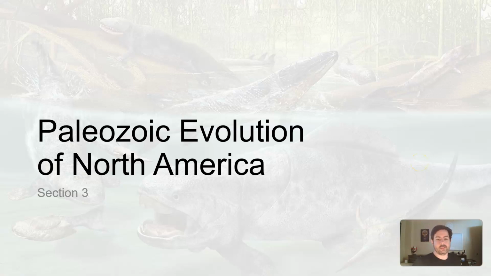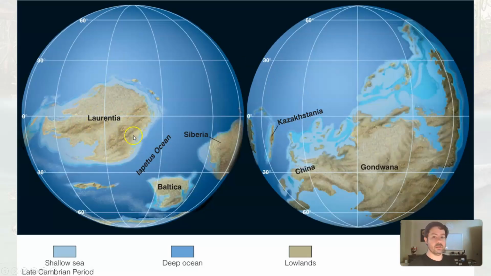Hello, welcome back. Now we're going to zoom in on North America. Again, to talk about the whole geologic activity of the whole Earth is a bit much, right? So let's zoom in for pretty much the rest of this lecture series for Unit 9 on the Paleozoic evolution of North America. When we're talking about North America, we're talking about Laurentia. We're starting in the Cambrian, moving through the era.